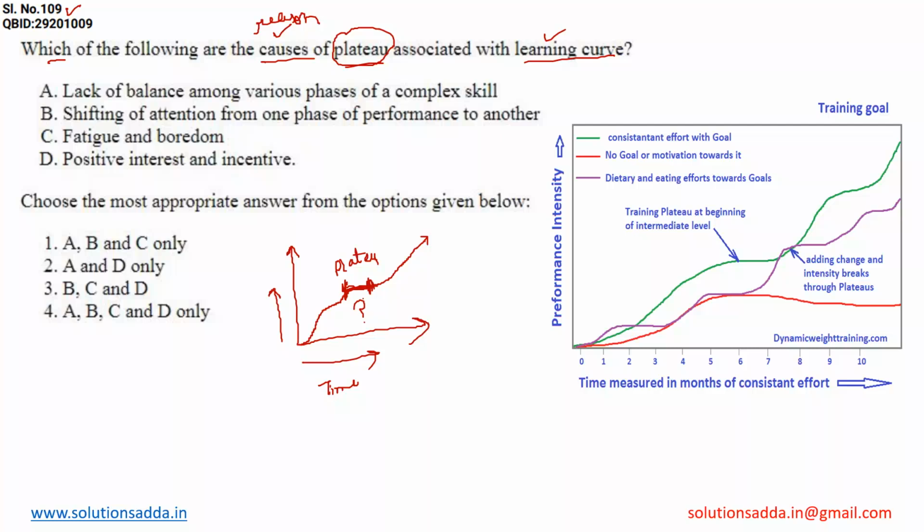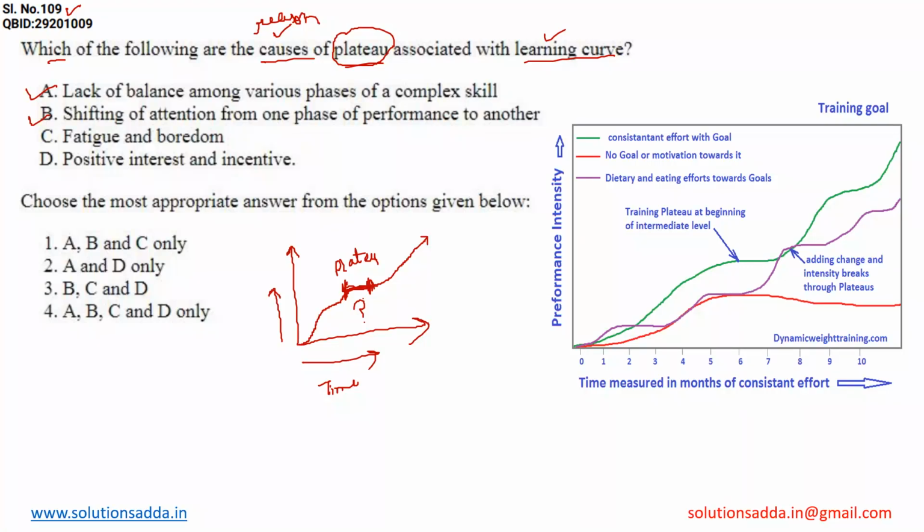Yes, there is a reason called lack of balance, because there are various phases of the complex skill. There is a possibility that the student is trying to understand a complex topic in which the student is giving his time and his energy, and once the student understands and passes this phase, the learning curve goes upwards. So this is one of the causes of this plateau. Second is the shifting of attention from one phase of performance to another. It is also very much possible that students can shift their attention from learning to other things. So this might also be one of the reasons of this plateau.